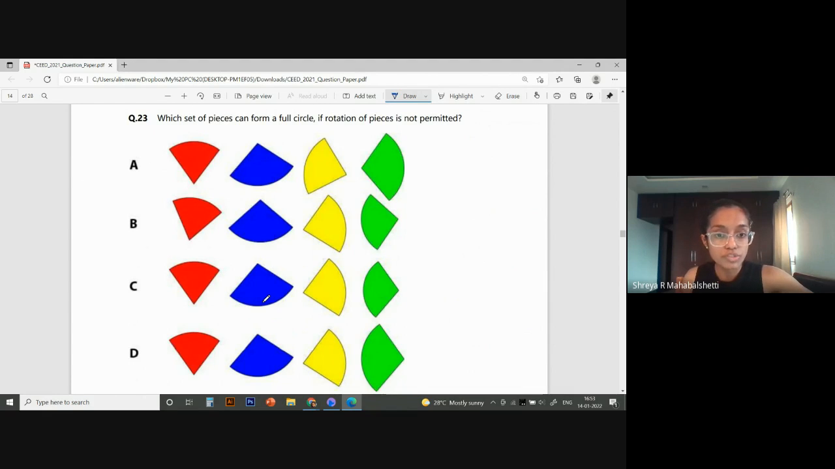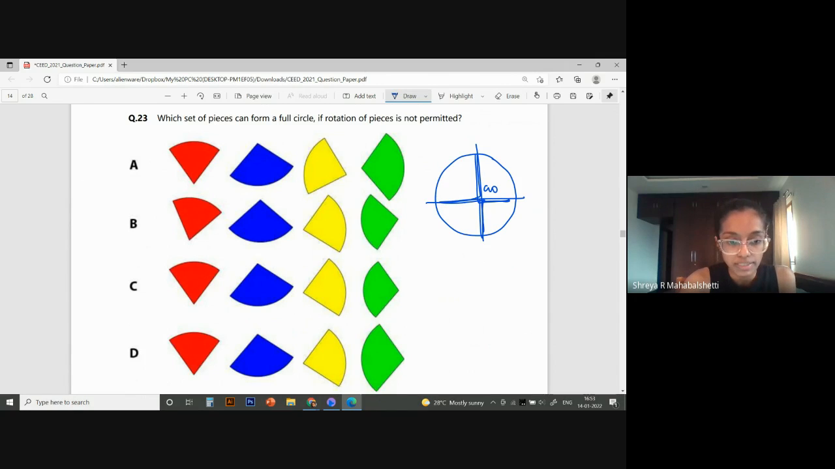Okay, so which forms a full circle when rotation is not permitted? We know that in a circle, when you cut it into four parts, it is 90 degrees each, and only then it will create a four-part thing, right? So if you look at option A, all of them are acute angles. Let's say if I put all acute angles in a circle, it will only form this much of the circle, right? So this is gone.